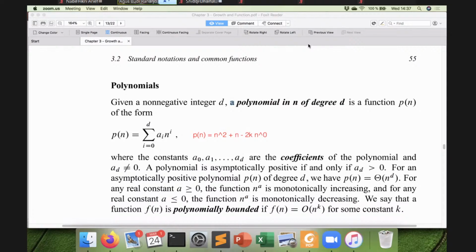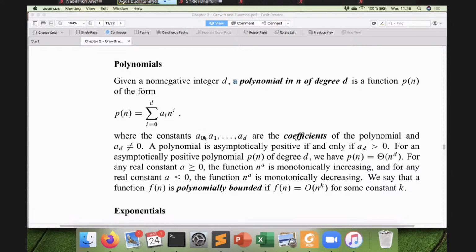This is a polynomial, where the constants a0, a1 until ad are coefficients. Normally, maybe you learn polynomial as quadratic or cubic, power 3, power 4, but actually a polynomial can be like power 6, power 7. It depends on the purpose, and the higher the value of d, the more complex the shape it can build, the chart or the result.